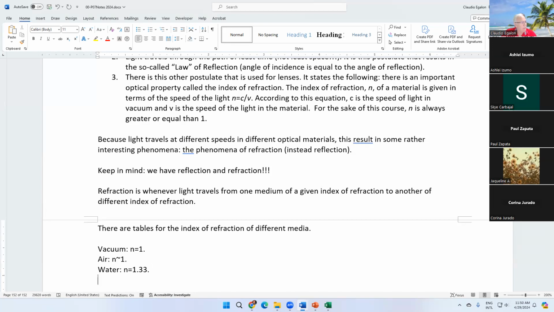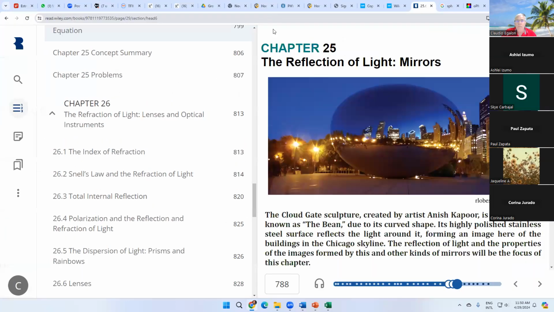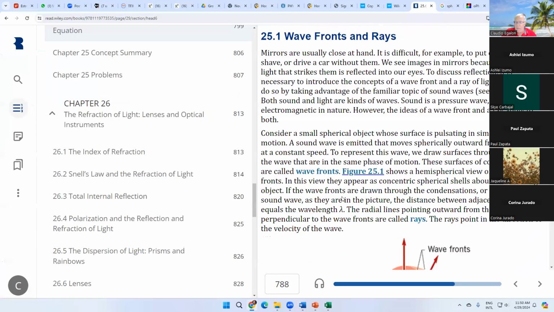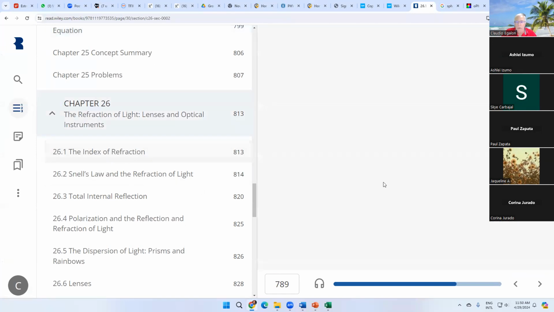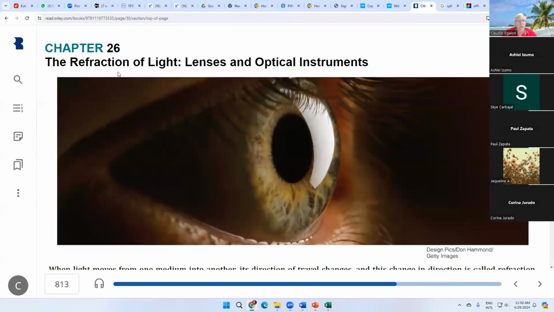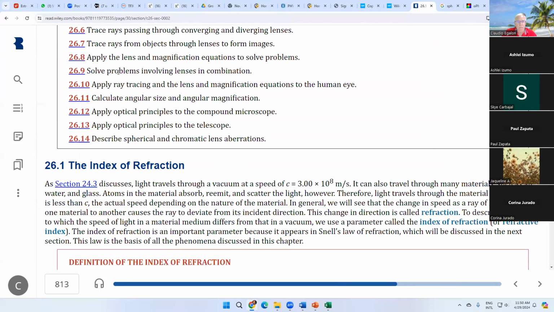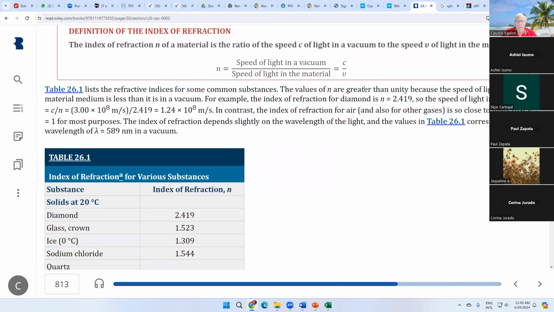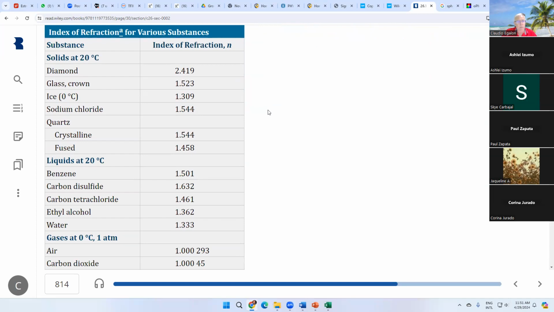Then you can go to the internet. Let's see if you have a table in this book. Those three media I want you to memorize: air, vacuum, and water. It's not difficult to memorize. Here you go, the definition of the index of refraction. That's the table I'm looking for.